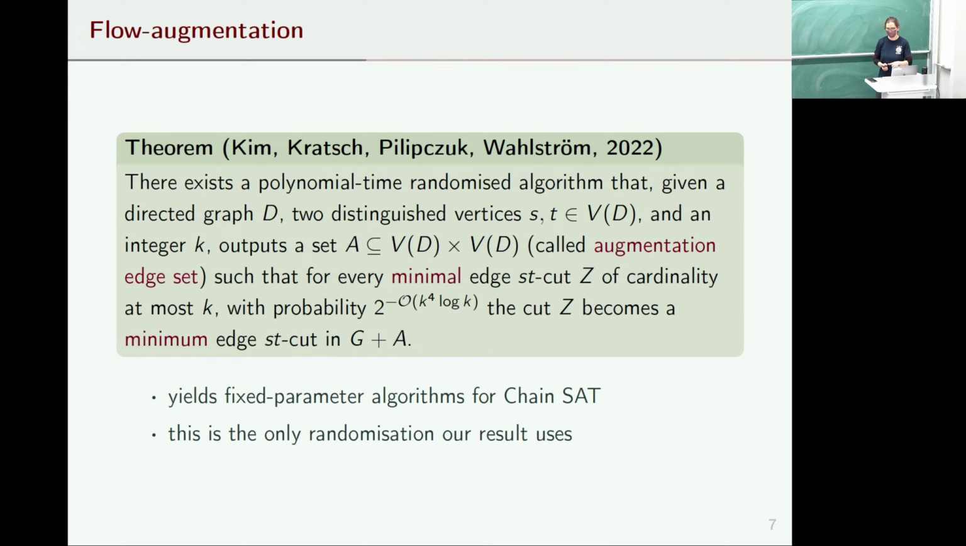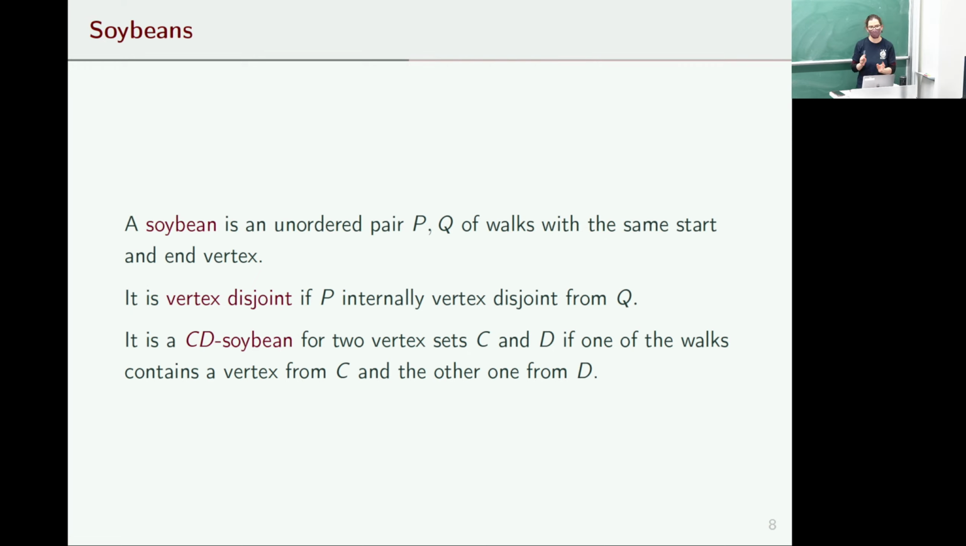And this yielded a lot of algorithmic results. The most impactful, I guess, is the one for ChainSat. And as we make use of this, it is also the only really random part our algorithm uses. So should somebody manage to get rid of the randomization in the flow augmentation, then you could also get, or I'm quite sure you can also get, the non-random version for the directed multicut. But we do not use exactly this theorem. We adjust it.